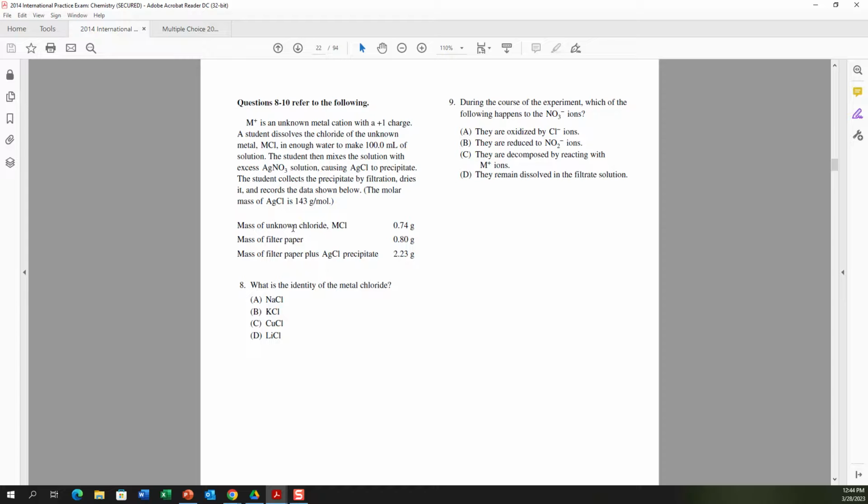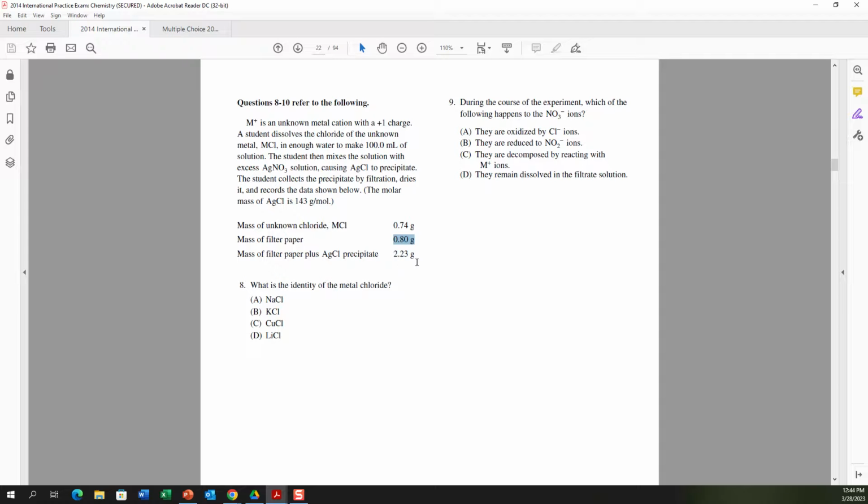So you're trying to figure out the formula for this compound. You're trying to figure out what M is. M could be sodium, potassium, copper, or lithium based on this data. They gave you the mass of the filter paper and the mass of the filter paper plus the precipitate. So the first thing you have to do is 2.23 minus 0.8.